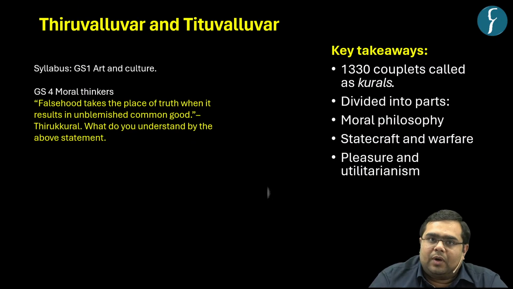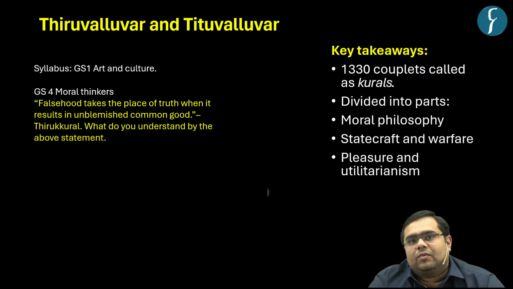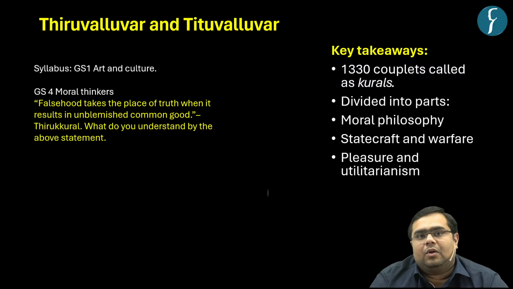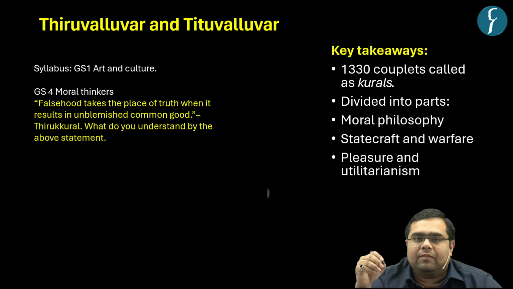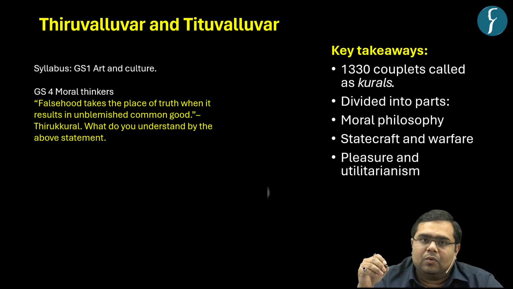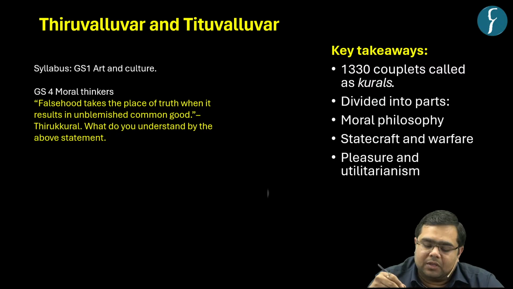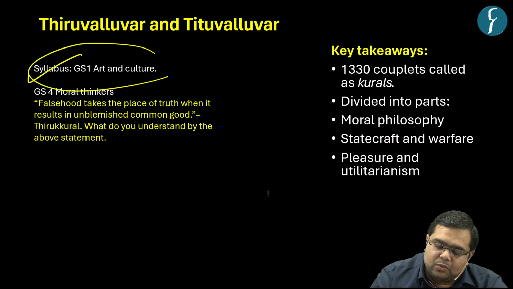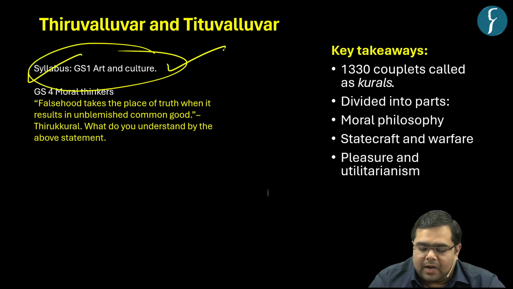Now moving on to another interesting topic. The context was that on that particular day a photograph of Saint Thiruvalluvar came in the newspaper, but the saint was wearing a saffron robe. The context is not important for us; what is important is the personality or the scholar. So what is the mapping of this topic? It directly relates to GS paper 1, that is art and culture.